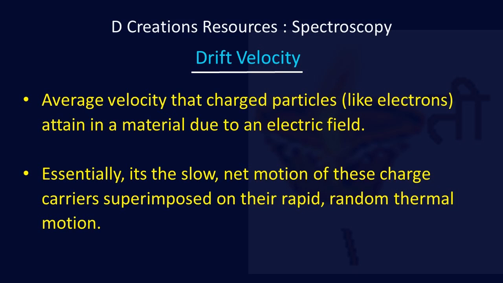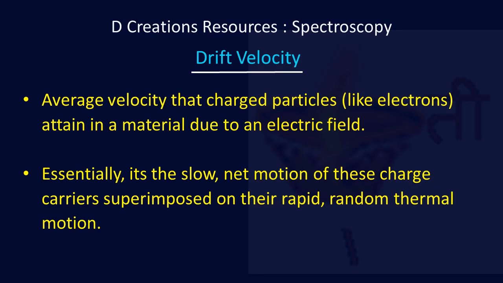Now the drift velocity can also be explained in terms of mobility. So drift velocity is the product of mobility and electric field. And what is mobility? Mobility basically represents how easily electrons can move in a material under the influence of an electric field. It's measured in meter square per volt second.